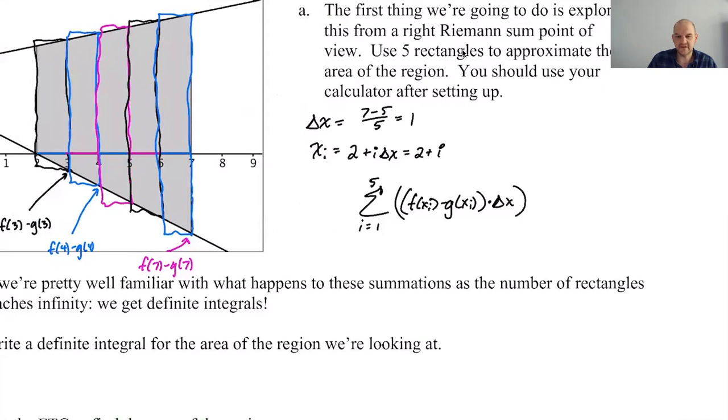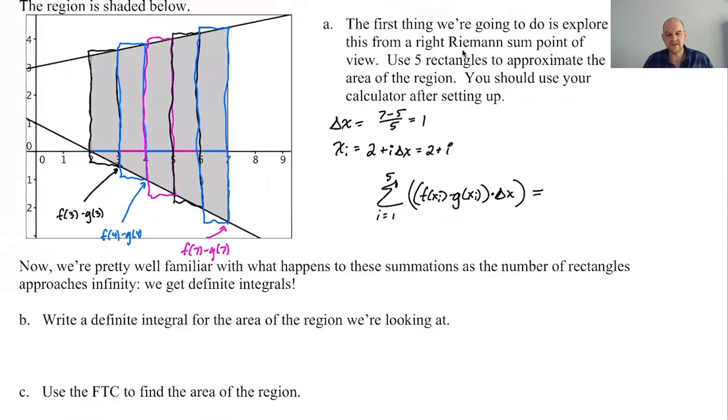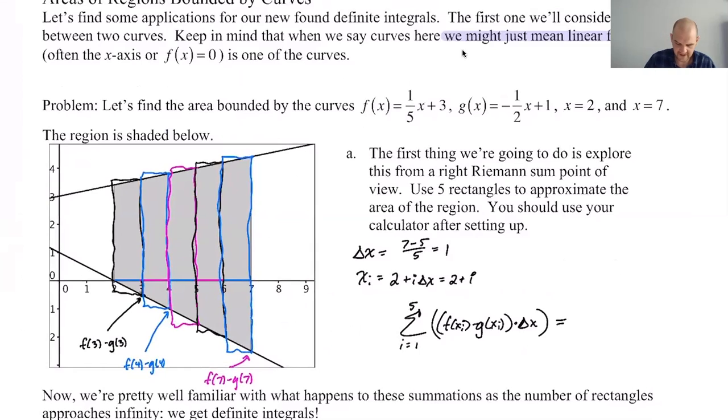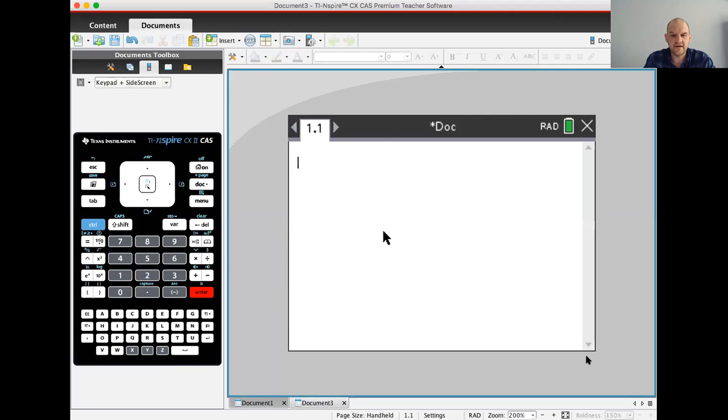Let's use a calculator to get that. So I'm going to say that this is equal to, and now we'll bounce to the calculator. On the calculator, I'm going to define f of x, g of x. I'm going to type that thing in. Then maybe I'll try it with 1,000 or something just to see what happens. Because we know that if we have more, it will be better, right? So here, f of x is 1/5 x plus 3, g of x is -1/2 x plus 1.